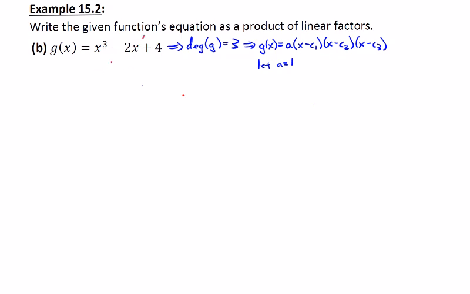But maybe I need to think of it with a placeholder. Since it is degree 3 after all, this could be written as x cubed plus 0x squared minus 2x plus 4. And if I write it like that with a placeholder, then we might consider doing some kind of factoring by grouping. But that's not going to get you very far either.